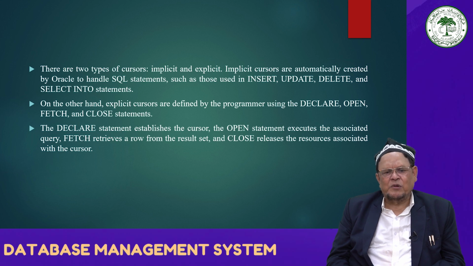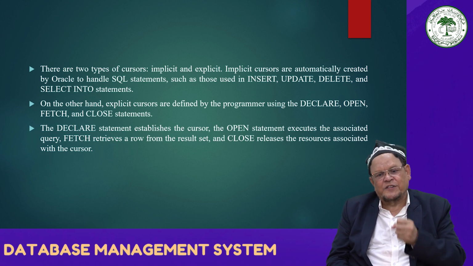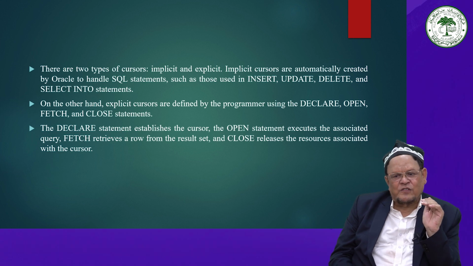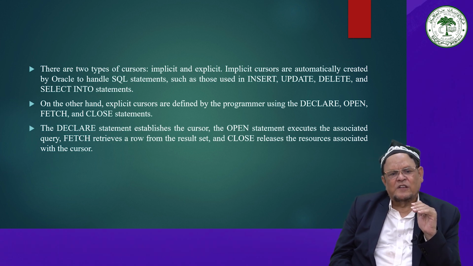The declare statement establishes a cursor. The open statement executes the associated query. Fetch retrieves the rows from the result set. And close releases the resources associated with the cursor. These are the four explicit cursor operations.